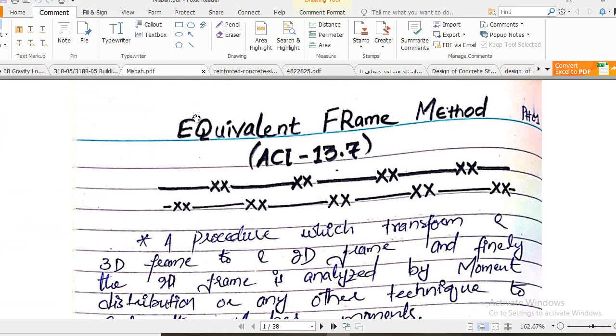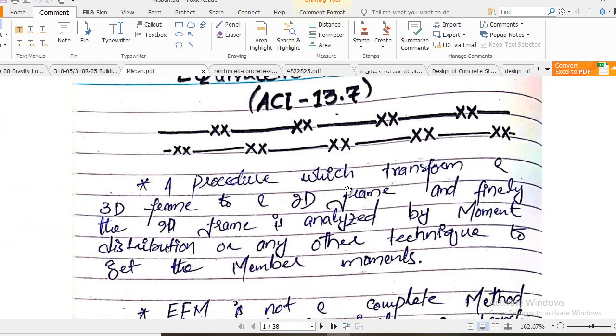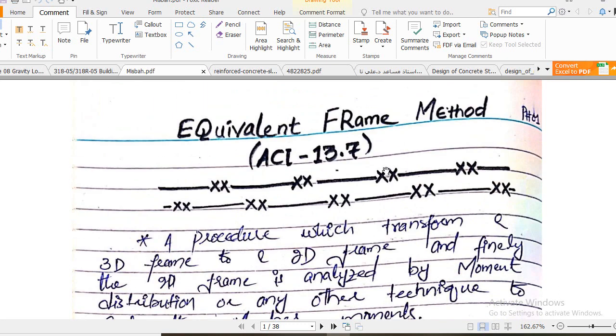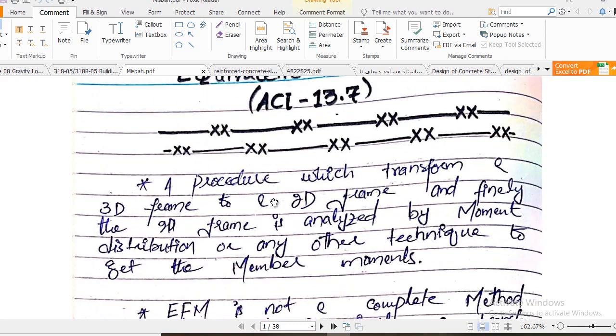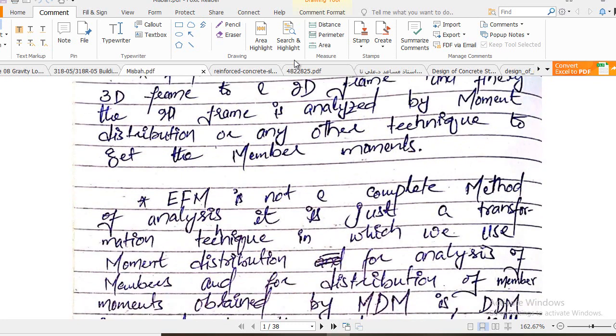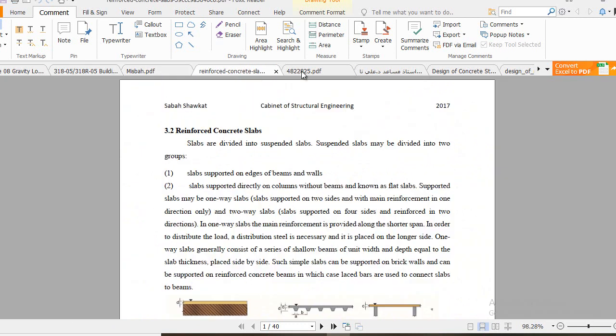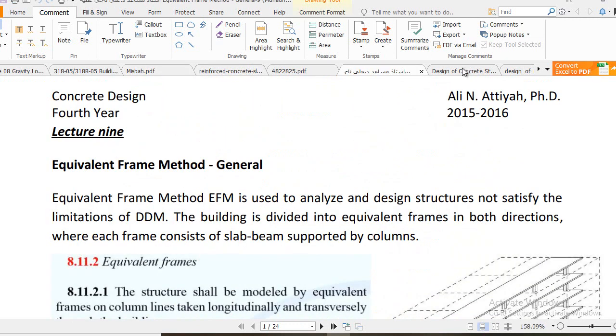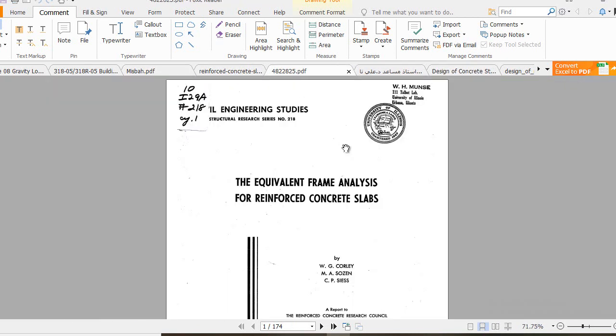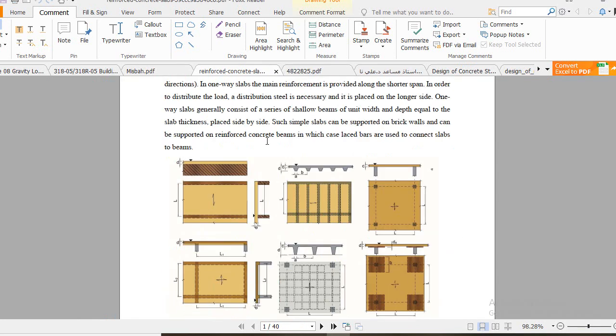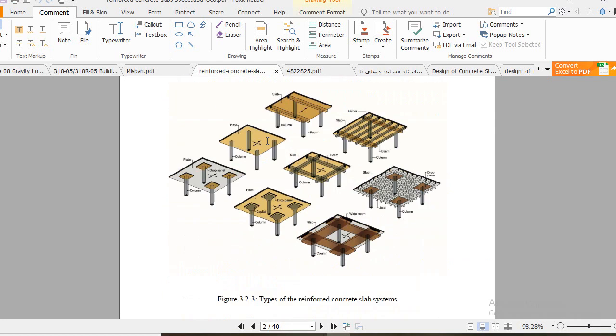So let's start. I have prepared my own notes. What is basically the equivalent frame method? It is a procedure which transforms a 3D frame to a 2D frame. This must be remembered. Let me show you here, where are those notes? This one, I think.